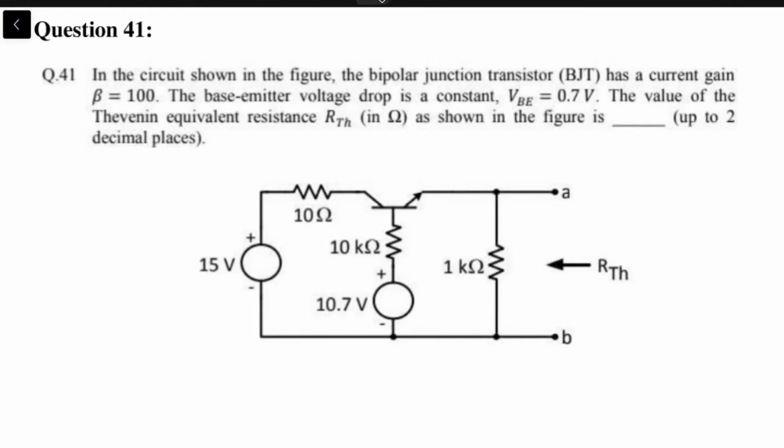So in this question, we need to first find the bias point of this circuit, that is, what is the emitter current, base and collector currents for these values of resistances and bias voltages.